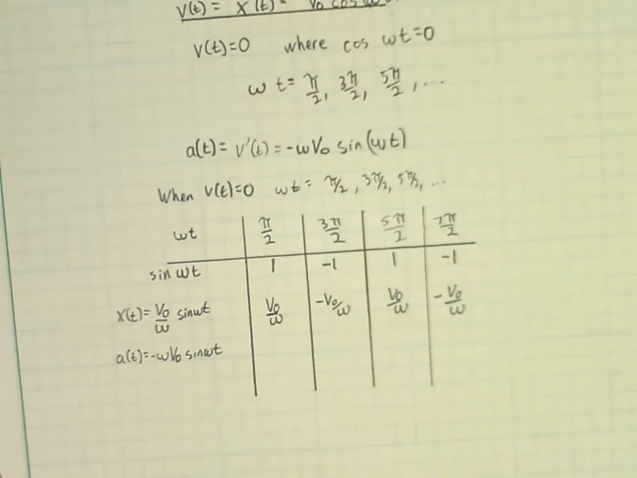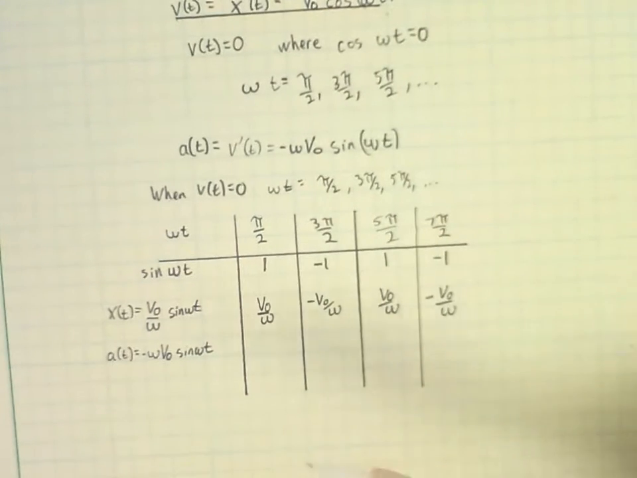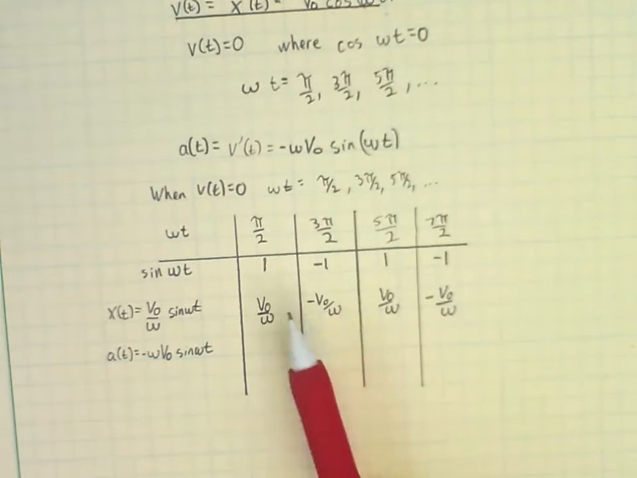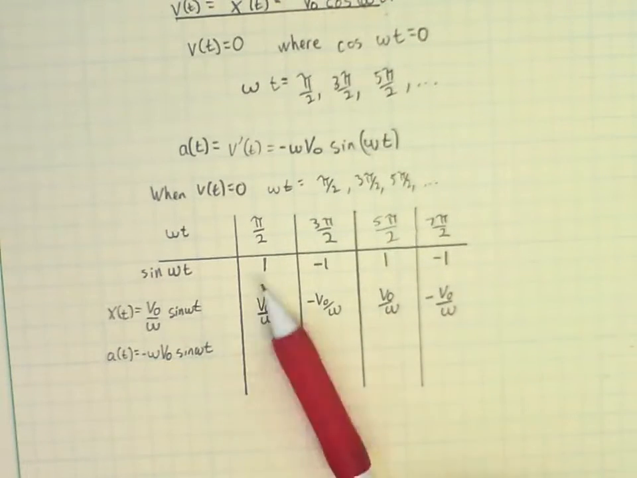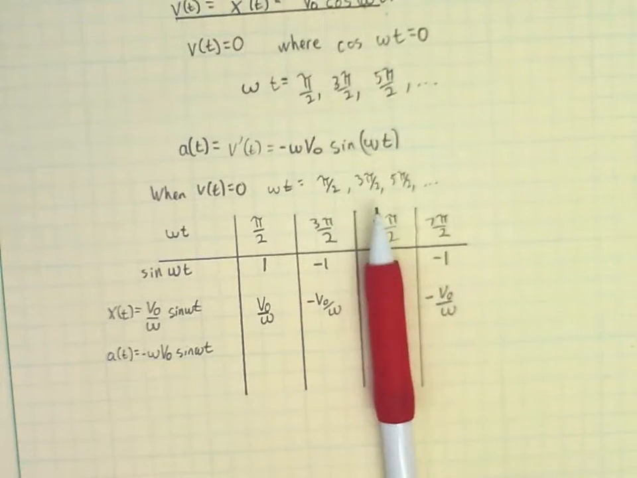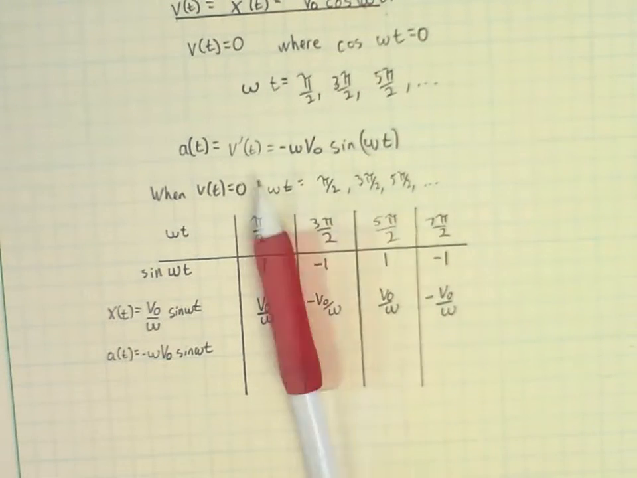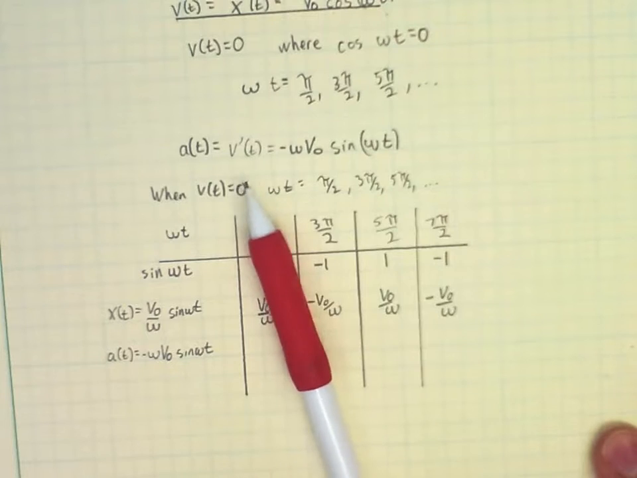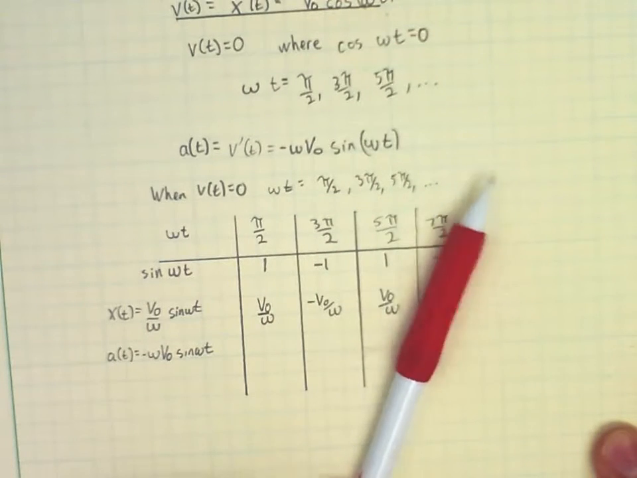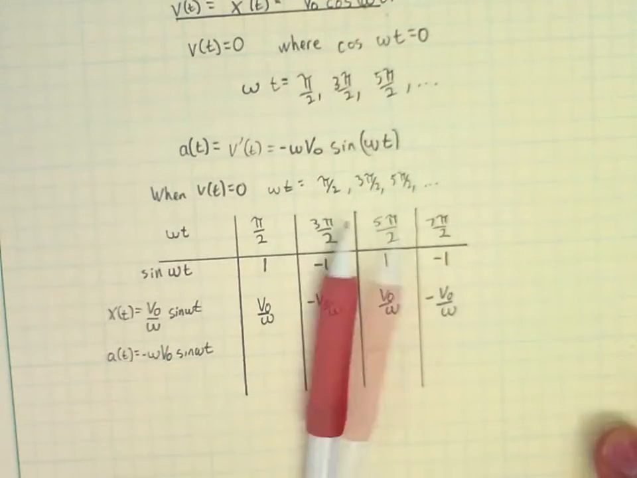So whenever velocity is at 0, the position is going to be at its maximum stretch, either as far over to the right as it goes or as far over to the left as it goes. If we think of this as our beam being bounced back and forth, when velocity equals 0, it's at that point where it stops, turns around and goes the other way.